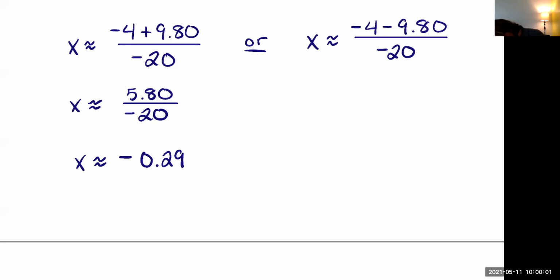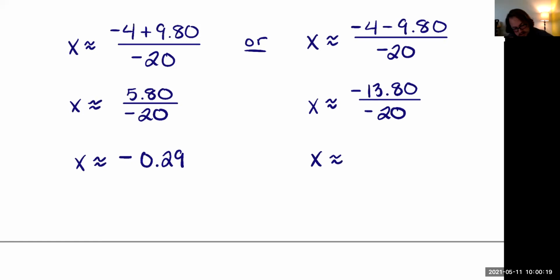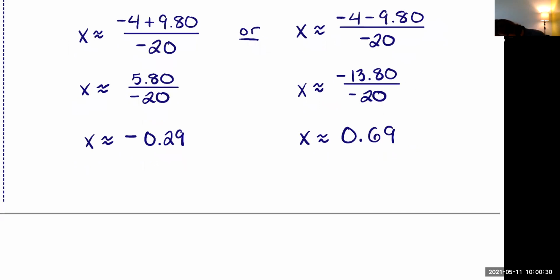Going to the right-hand side here, -4 minus 9.80, I believe is -13.80. And when you divide that by -20, I know it's positive. 0.69. Good. So our two answers were -0.29 and positive 0.69.